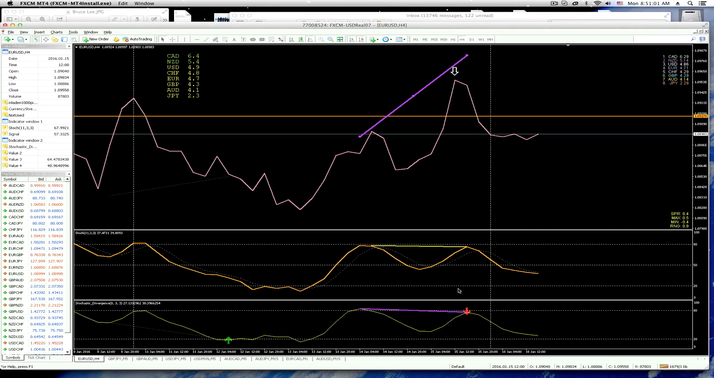Now, I also have an 11, 3, 3 standard stochastic on here that I use for confirmation, because this divergence indicator will draw some screwy lines sometimes that don't really make much sense. I'm using a line indicator because I prefer to use close prices. So the close prices on here are still divergence, and that's what I'm looking for.